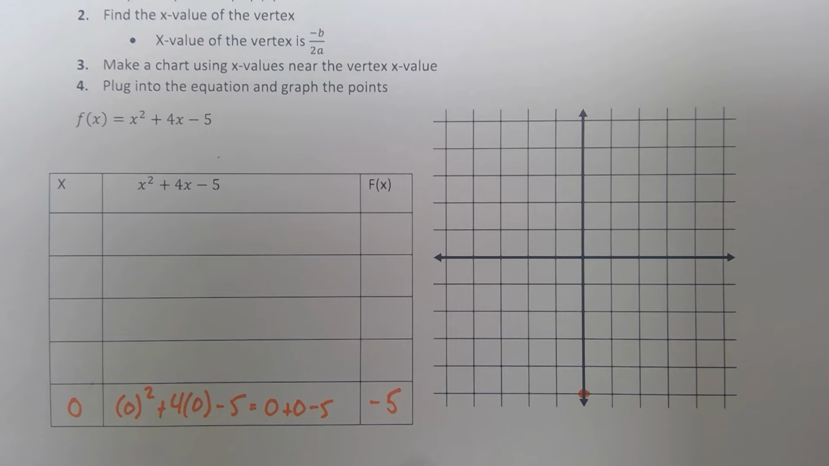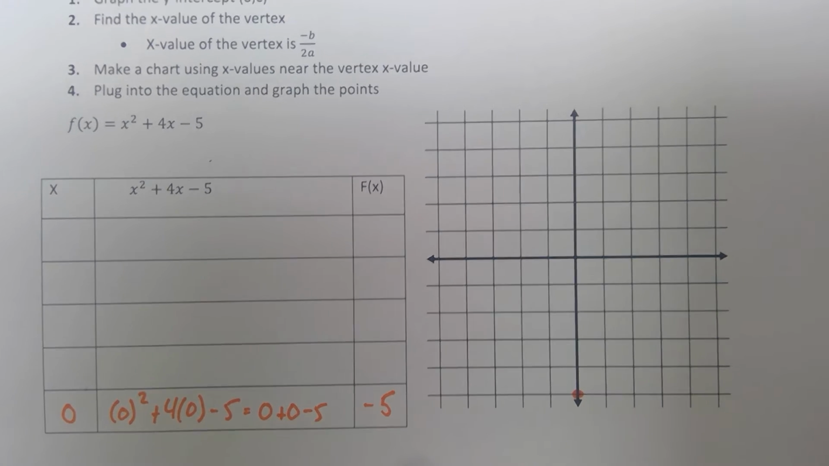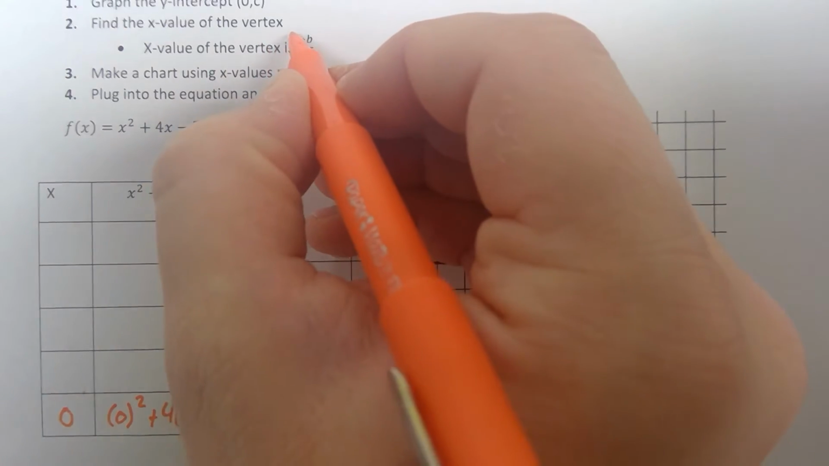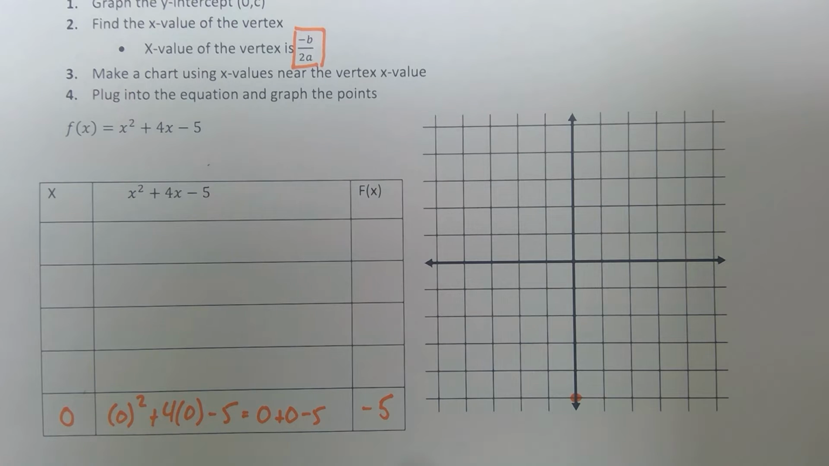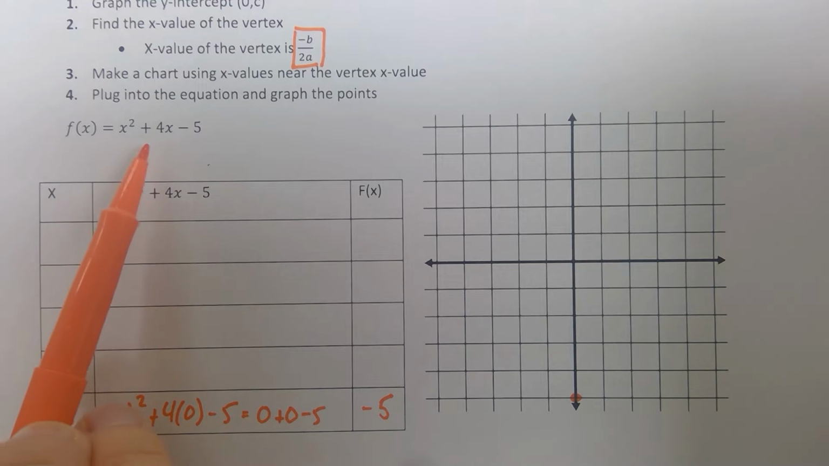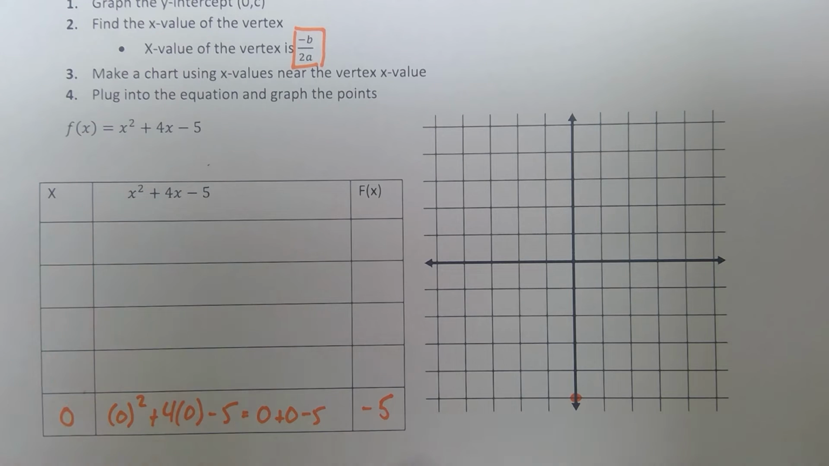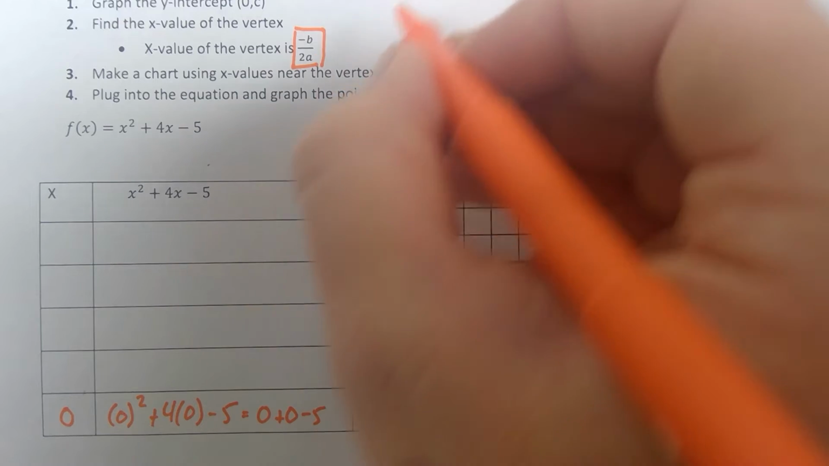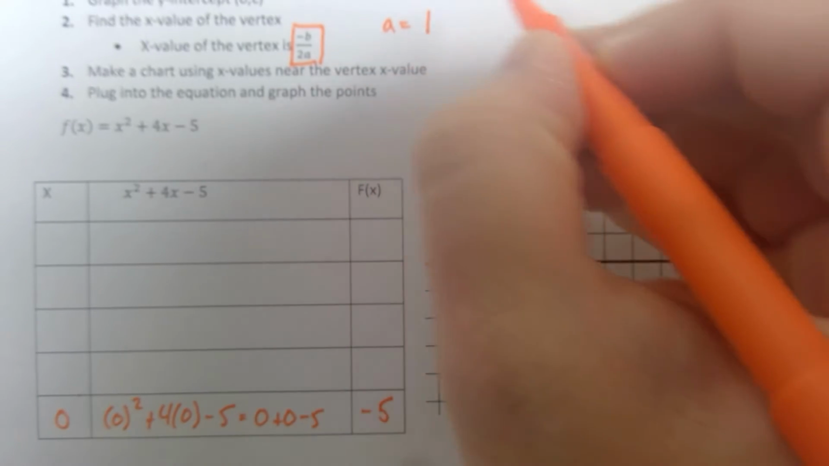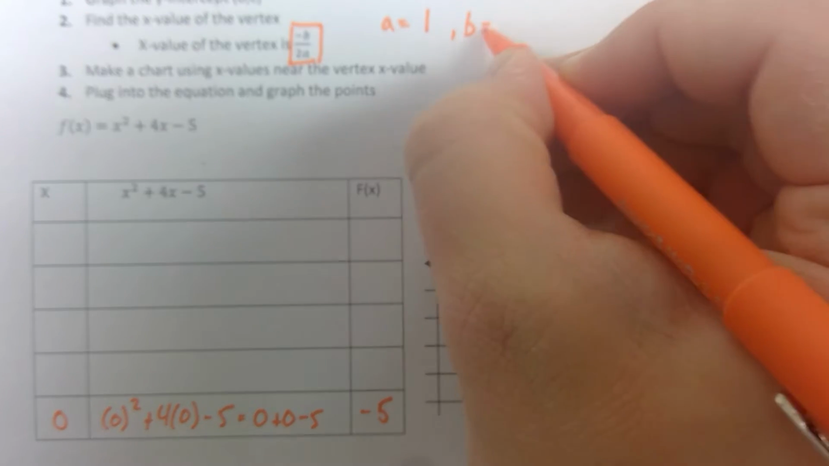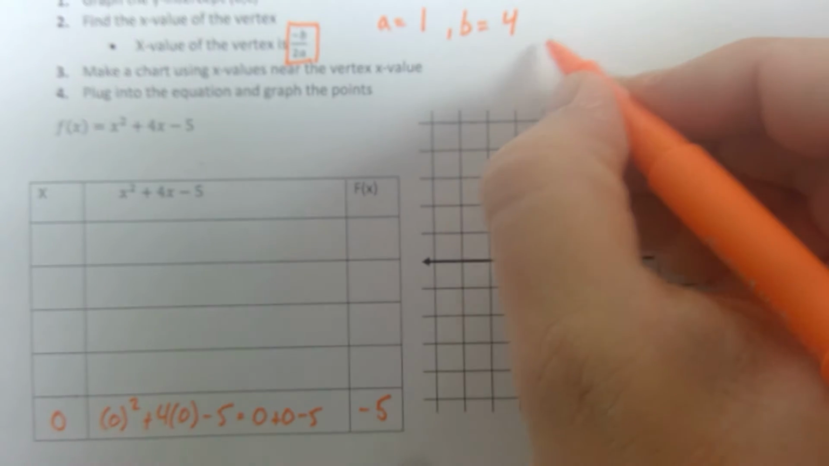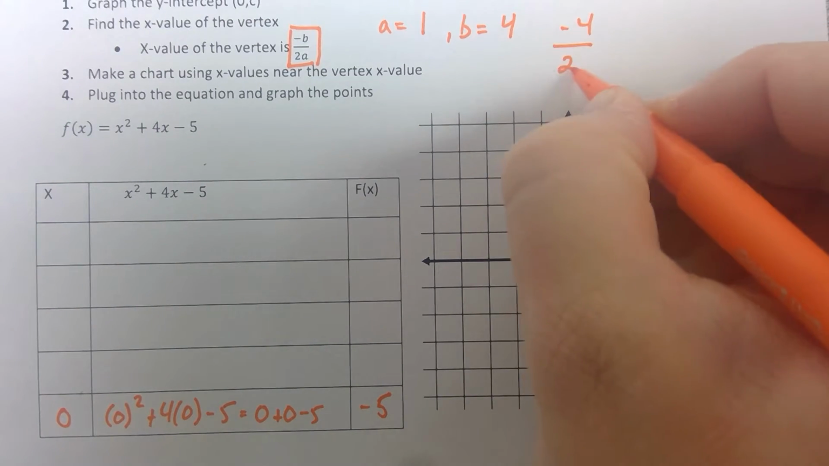Now, let's identify the x value of our vertex. This is something new that we're learning. The x value of our vertex is -b over 2a. If we recall, a is the number in front of our x squared, b is the number in front of our x. We know that a is 1 and b is 4, so we want -4 divided by 2.